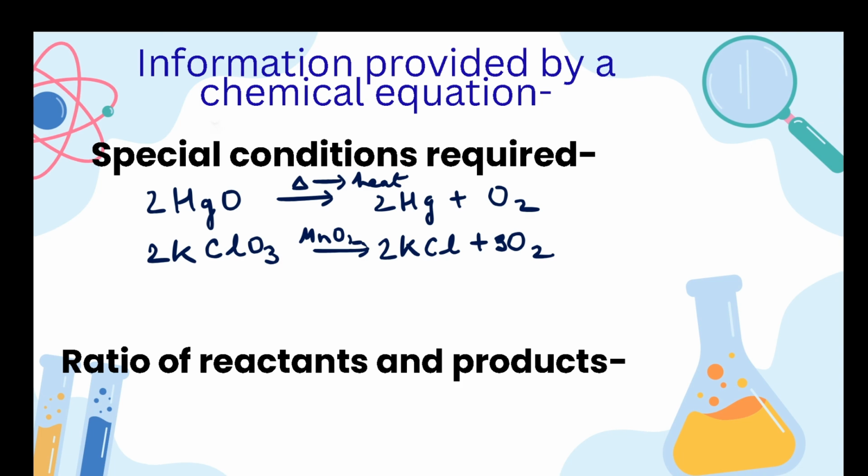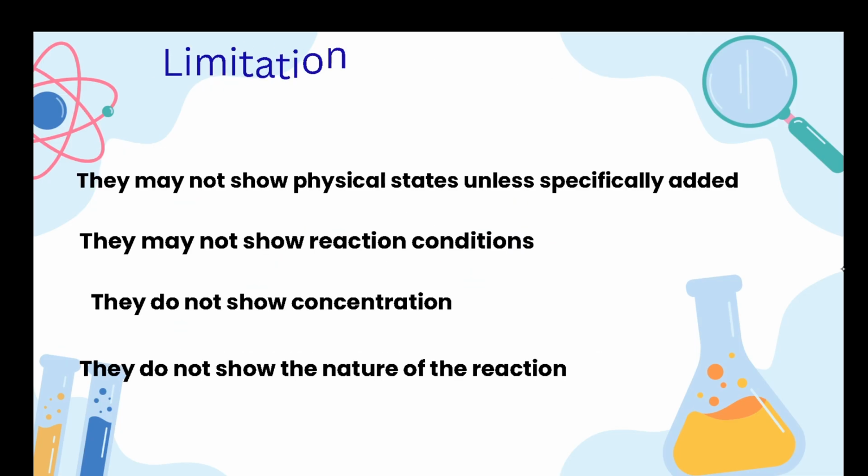Okay, then ratio of reactants and products. We have the example of hydrogen reacting with oxygen. Ratio meaning in which ratio hydrogen and oxygen are combining to form water. The ratio in which the reactants are reacting is 2:1. That is the ratio in which hydrogen and oxygen are reacting to form two water molecules. So these are certain things which we get to know when we see a given chemical reaction.